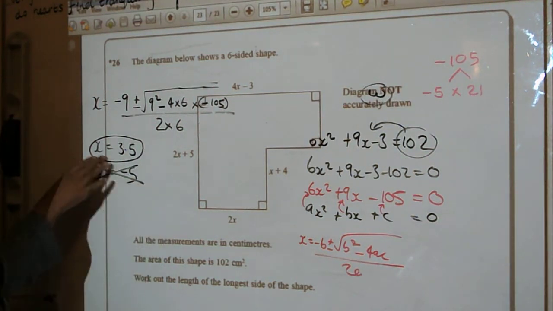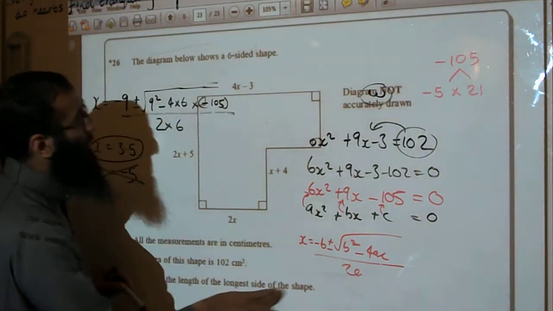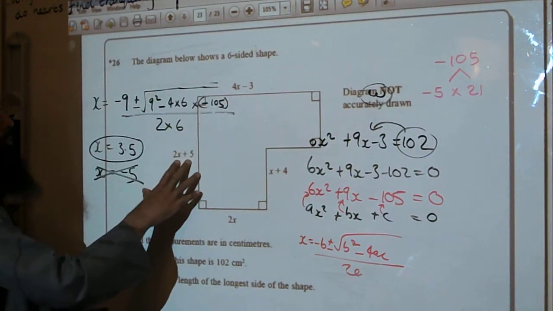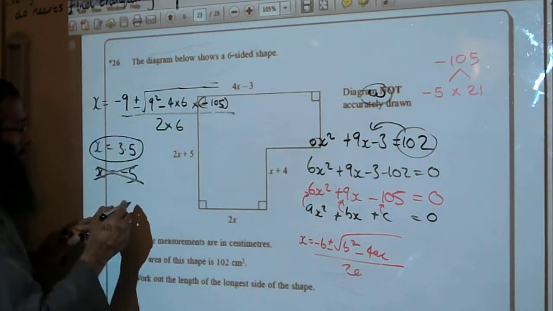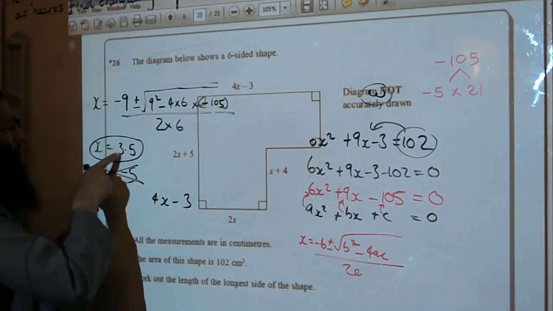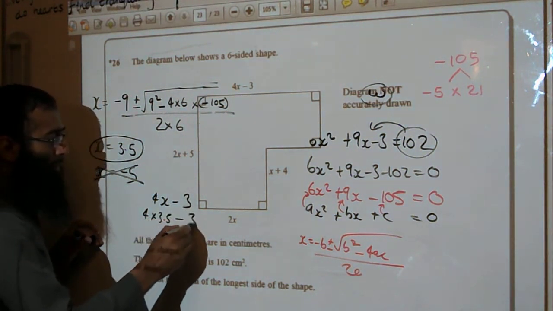So now that we've got x equals 3.5, we can finally work out the length of the longest side of the shape. Well, the longest side of the shape is 4x minus 3, 2x plus 5 is smaller, 2x is smaller, and x plus 4 is smaller. So we have 4x minus 3. So the x value is 3.5. So 4 times by 3.5 minus 3.